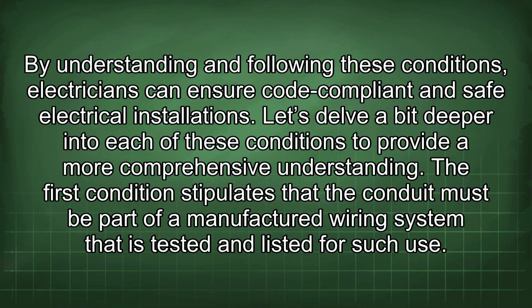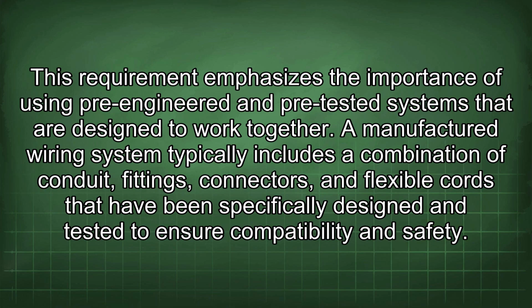Let's delve a bit deeper into each of these conditions to provide a more comprehensive understanding. The first condition stipulates that the conduit must be part of a manufactured wiring system that is tested and listed for such use. This requirement emphasizes the importance of using pre-engineered and pre-tested systems that are designed to work together. A manufactured wiring system typically includes a combination of conduit, fittings, connectors, and flexible cords that have been specifically designed and tested to ensure compatibility and safety.